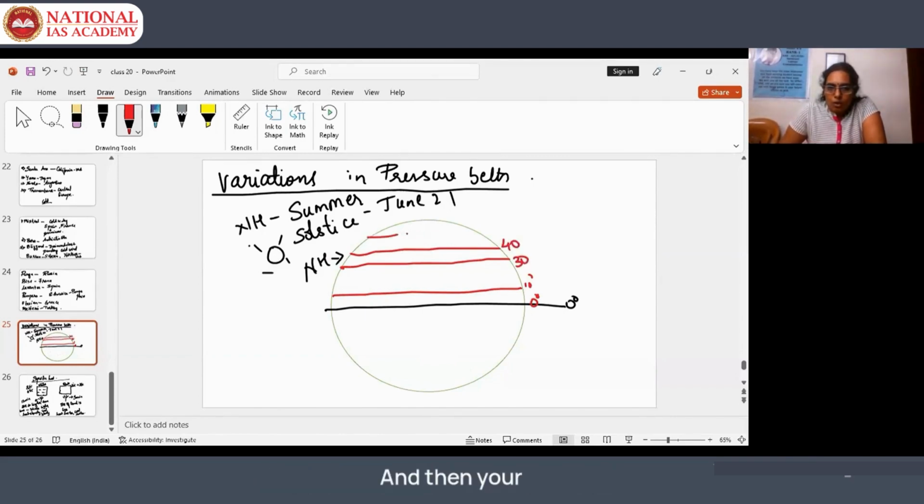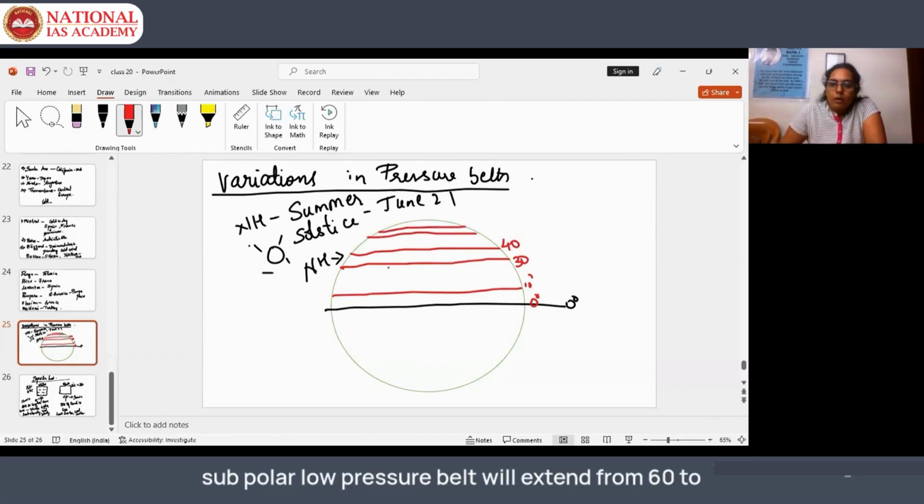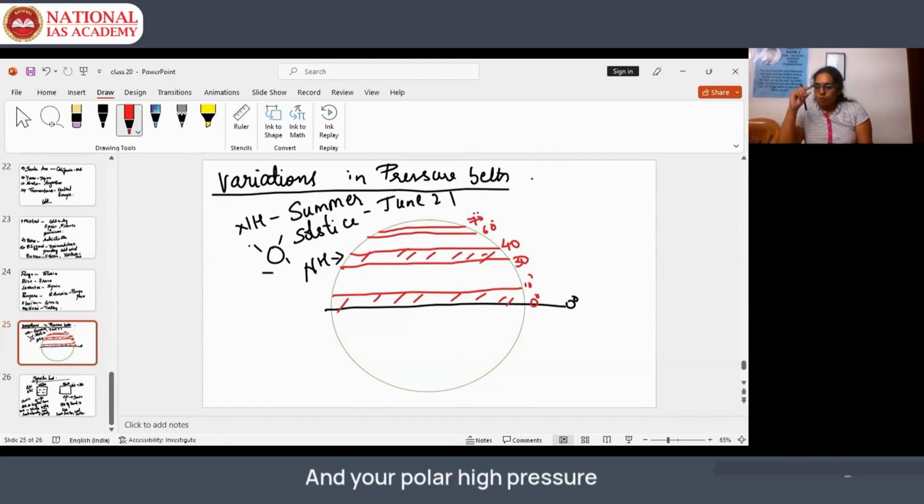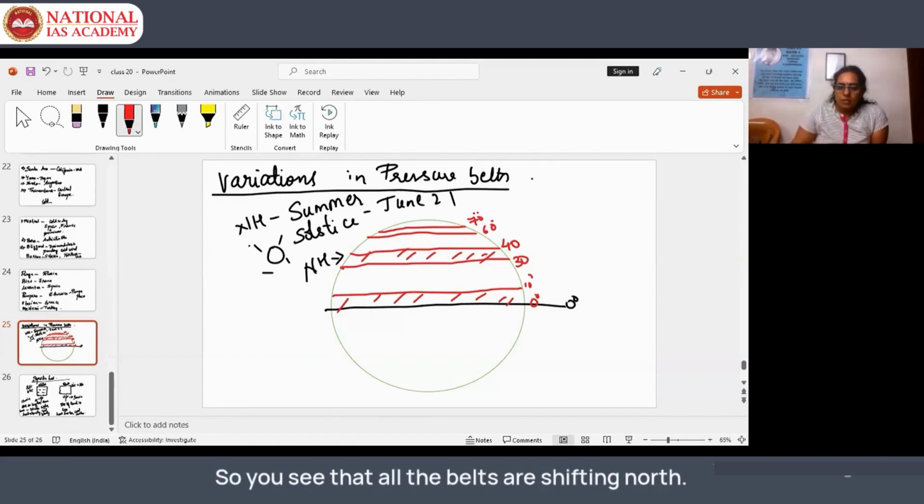And then your subpolar low pressure belt will extend from 60 degree to 70 degree. And your polar high pressure belt will become very small. It will extend only in the polar region, 85 to 90 degree only it is found. So you see that all the belts are shifting north.